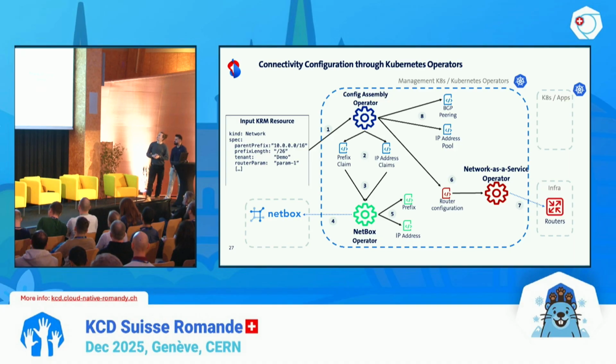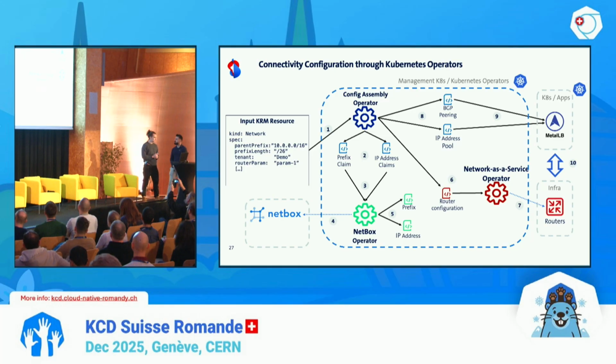It will generate the CRs for BGP peering and IP address pools. These will then be copied over into the workload cluster. And there we have MetalLB, which will do the peering. So here you can see how we set this up. So now we have the peering, the connectivity between the application and the routers. And now I'll pass over to Pablo for the demo to show this in action.